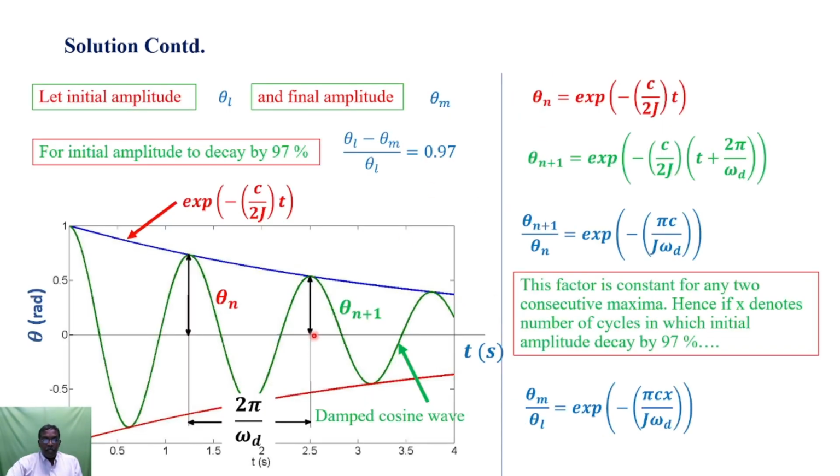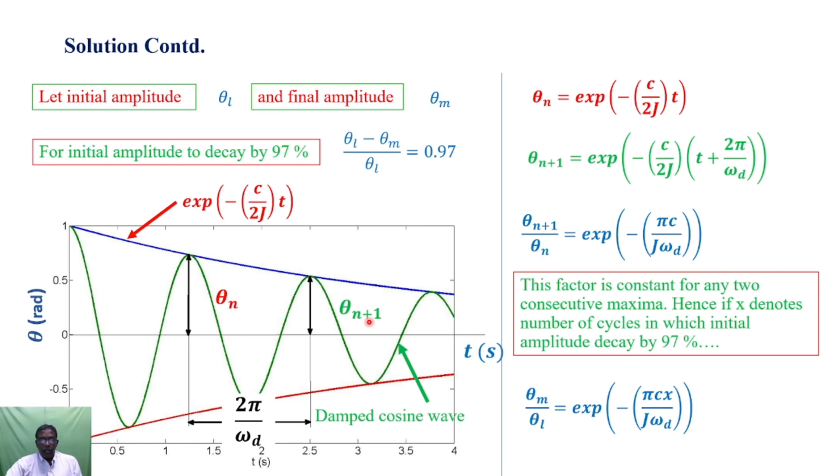Theta n plus 1, that is the amplitude of the vibration of the consecutive cycle. The difference between these two functions is the time period 2 pi by omega d, where omega d is the damped frequency of vibration. The ratio of theta n plus 1 by theta n is given here. This factor is constant. This is called the decaying ratio, the rate of decay of vibration, theta n plus 1 by theta n.